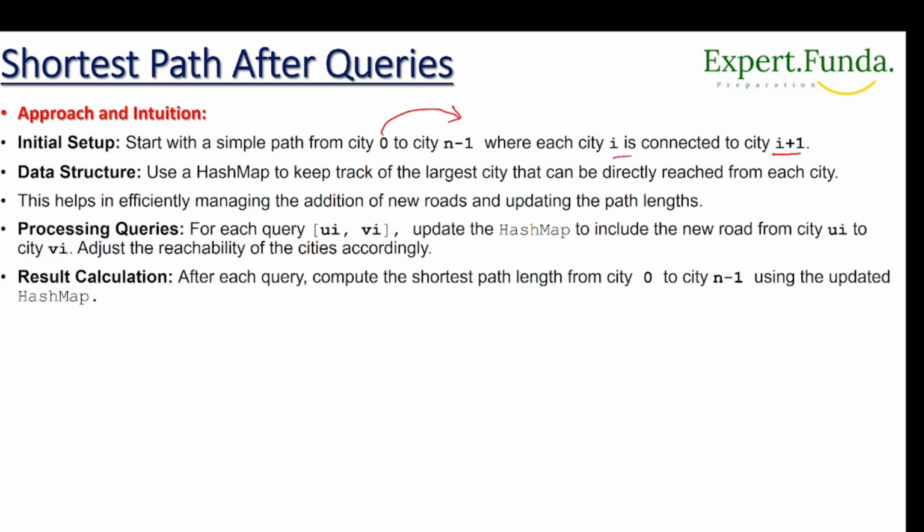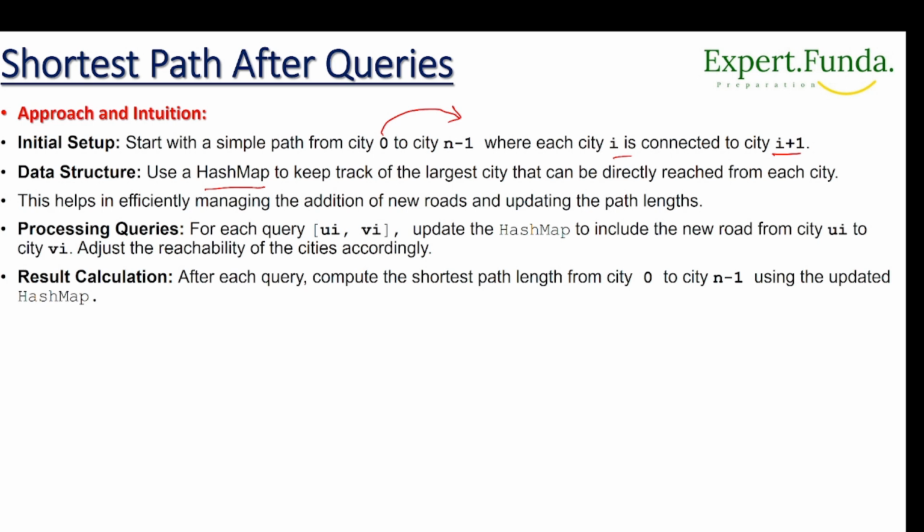What data structure will we use? We will use a HashMap to keep track of the largest city that can be directly reached from each city. This helps in efficiency, like managing the addition of new roads and updating the path length. For each query we have ui and vi, so we will update the HashMap and include the new road from ui to vi, meaning the two cities, and we will adjust things accordingly.